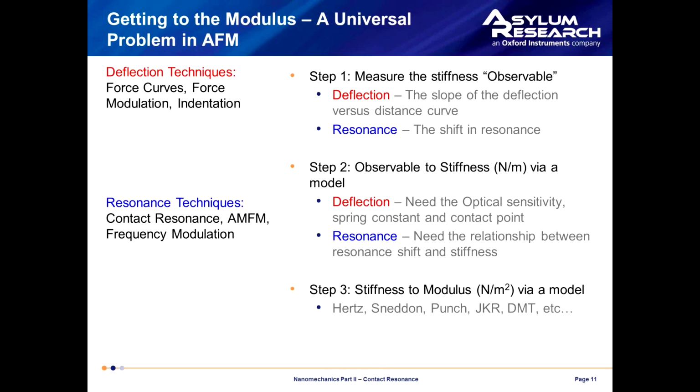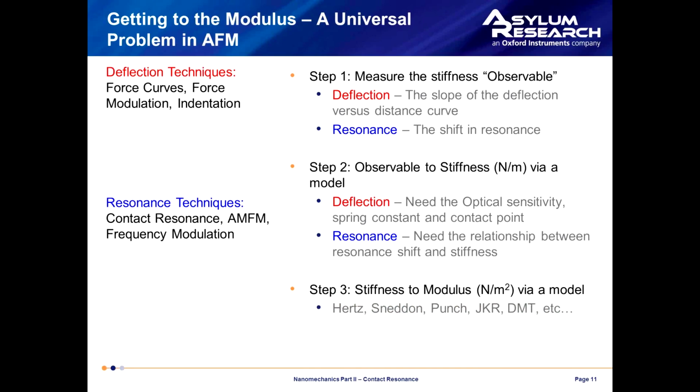Before we leave this slide, there are 3 general points I'd like to make. First one is that step 3 here, where we talk about the stiffness to modulus model using the Hertz, Sneddon, Punch, JKR, all these different kinds of models that people talk about. While the NanomechPro toolbox has a lot of these things, and there's a ton of attention paid to these things, in many ways, this isn't the most important step.